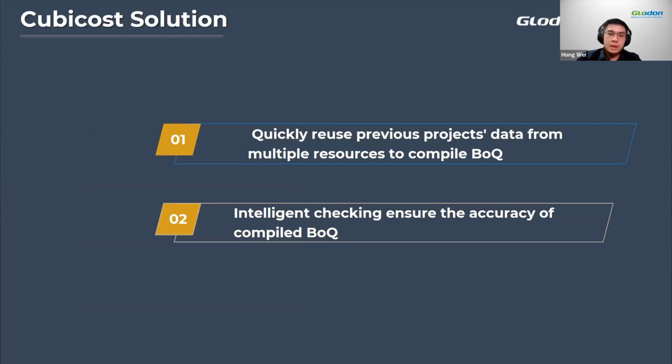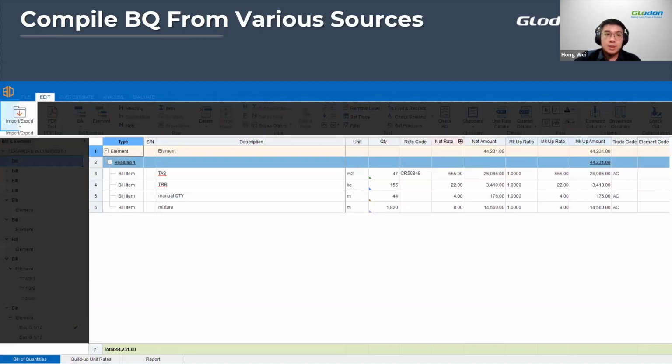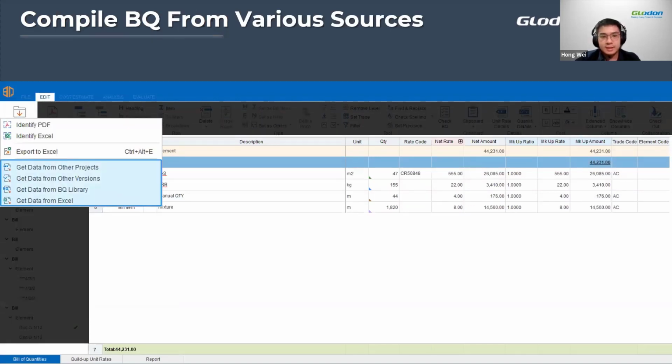TBQC is able to quickly reuse previous projects' data from various sources to compile the BQ. It also has intelligent checking to ensure the accuracy of the compiled BQ. To put it into perspective, this is my TBQC interface. You can see over here that we are able to import different file formats such as Excel, PDF, or even the project data within TBQC. And most importantly, we can also import the scanned PDF file.